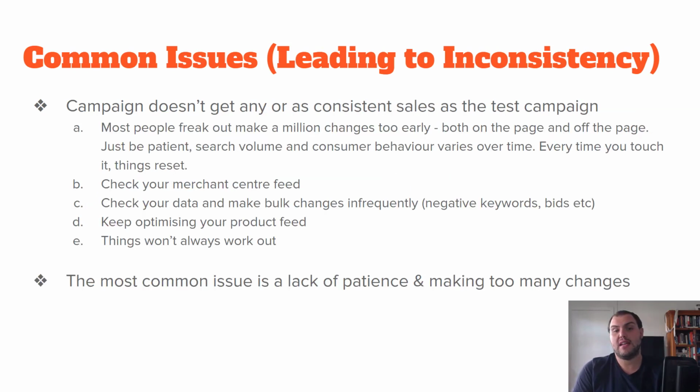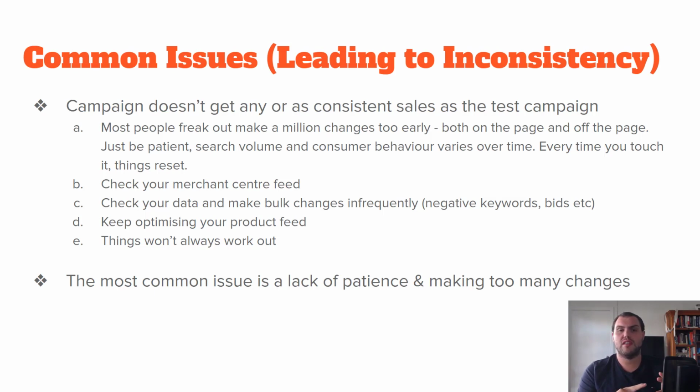So the campaign doesn't get any or gets inconsistent sales compared to the test campaign. So as I said, most of you are going to be freaking out making a million changes, both on the page. So if you make changes on your page, to your price, to your images, things like that, it's going to affect Google. That's why I recommend you do changes in bulk, okay? Either batch them in a week or every 2 weeks or every month, whatever it is that you're comfortable with. Now, just be patient. As I said, search volume varies, but every time you touch it, just keep in mind it's going to reset. Now, go in and check your Merchant Center feed, see if there are any product issues. Make sure you've updated everything, okay?